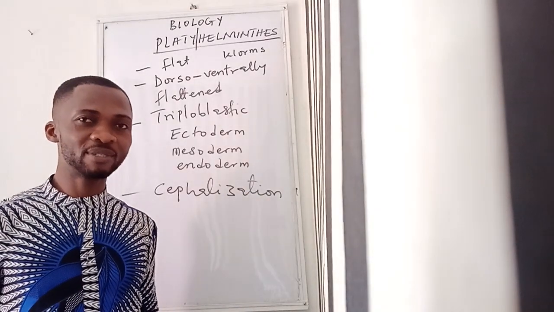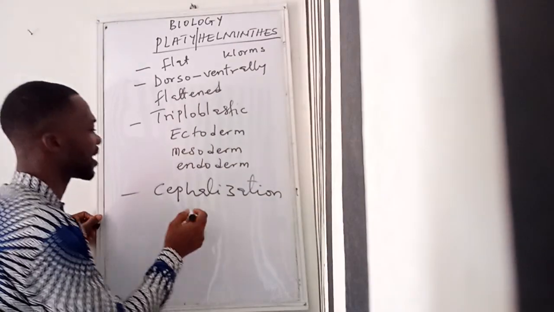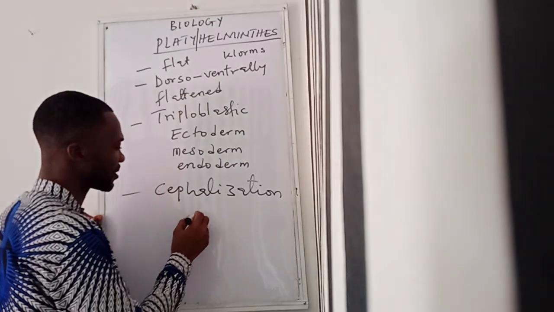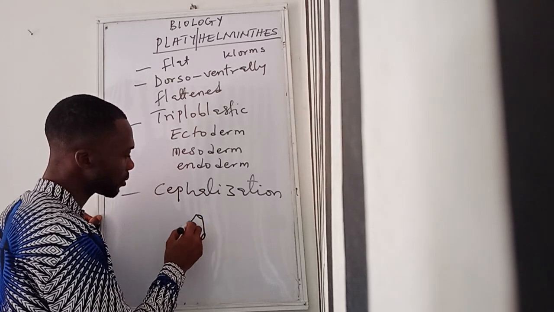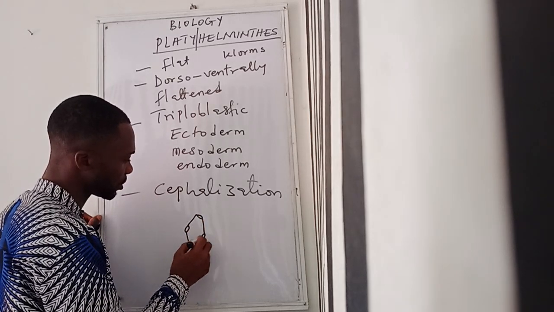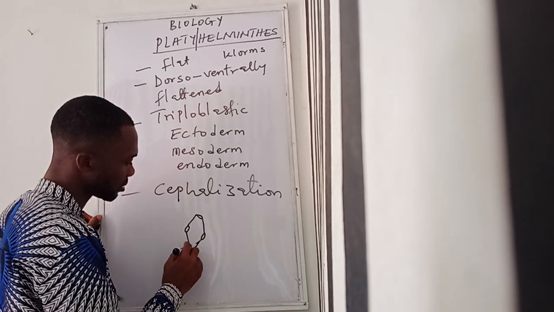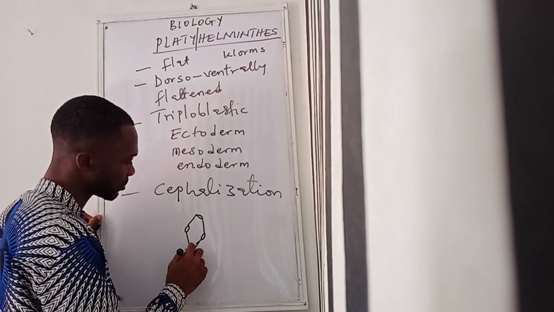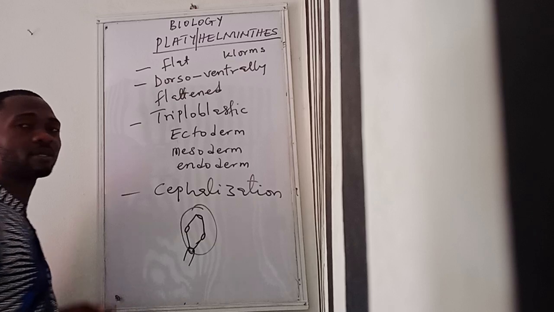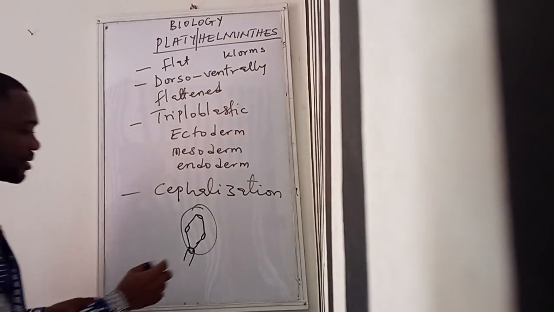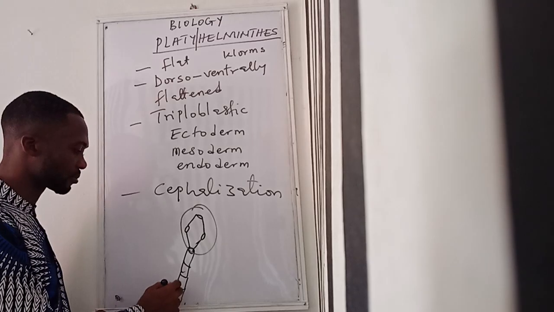But in the case of platyhelminthes, there is a section that you can actually call the head. For instance, we have platyhelminthes that look like this, usually equipped with suckers, like in the tapeworms. So I can comfortably call this the head. Then the segments will now be formed here, as the case may be.